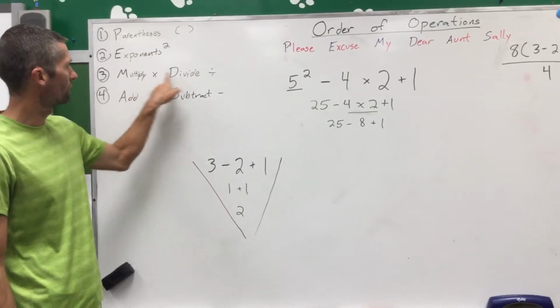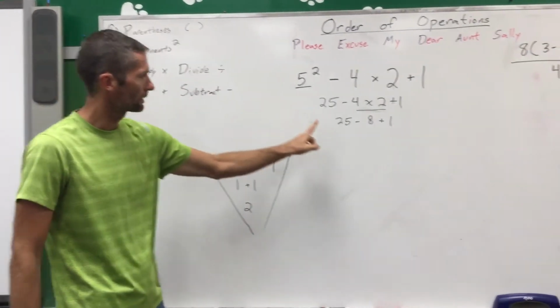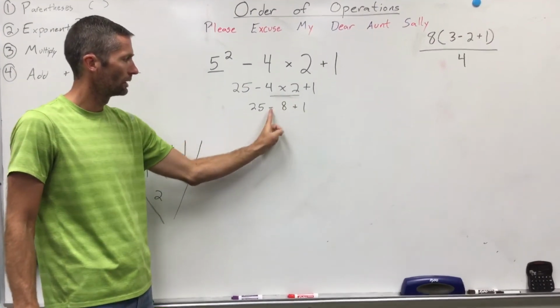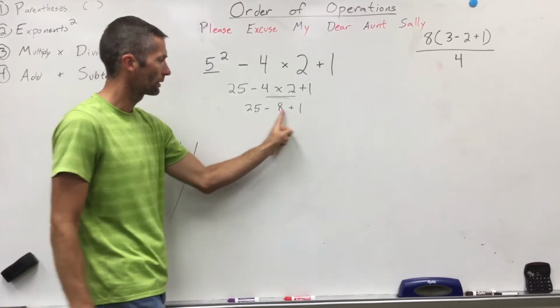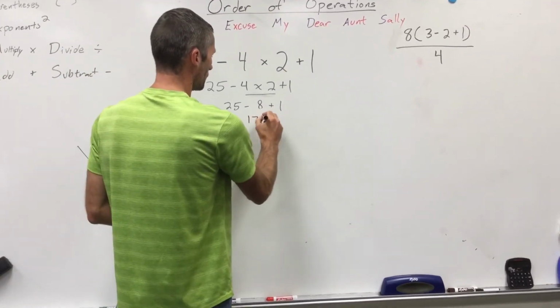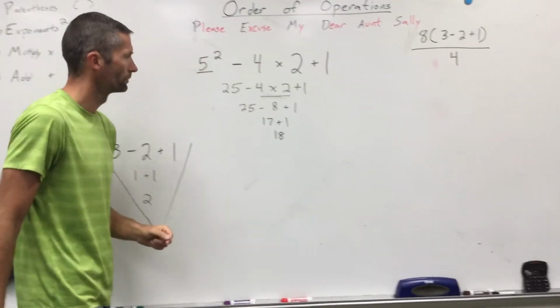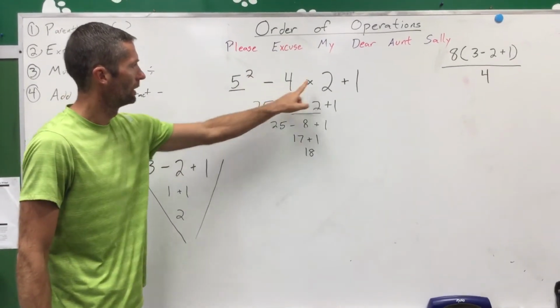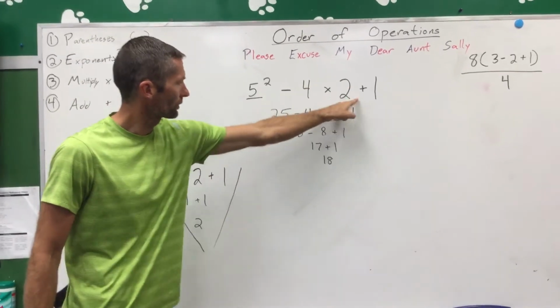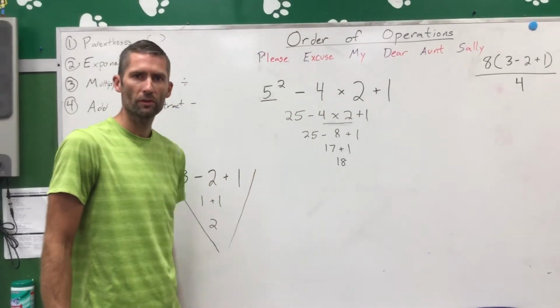No more multiply or dividing, so I'm going to add or subtract. And again, I'm going to do it left to right. I have subtraction before addition. 25 minus 8 is 17. 17 plus 1 is 18. So I have 1, 2, 3, 4 steps.